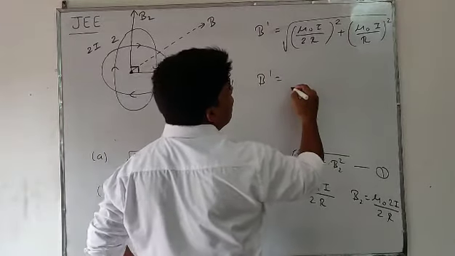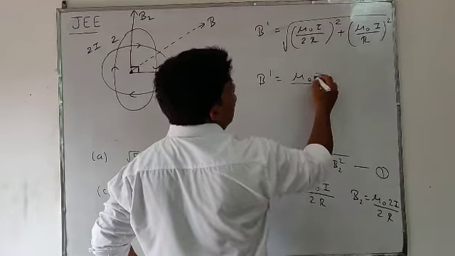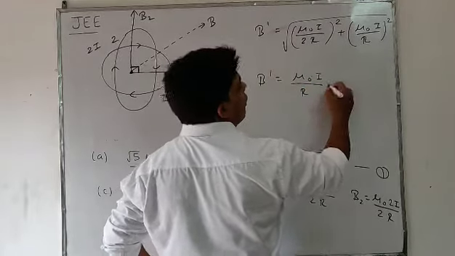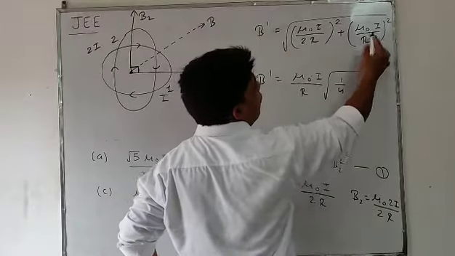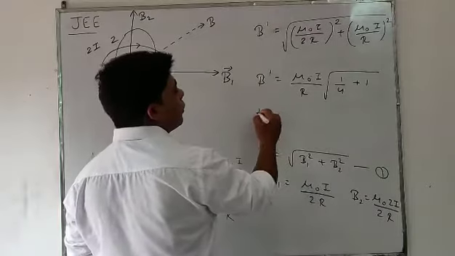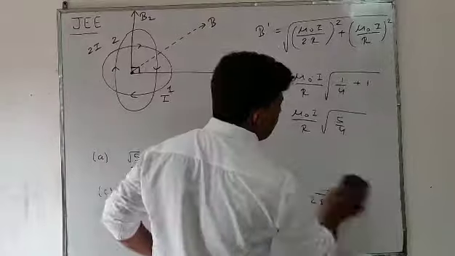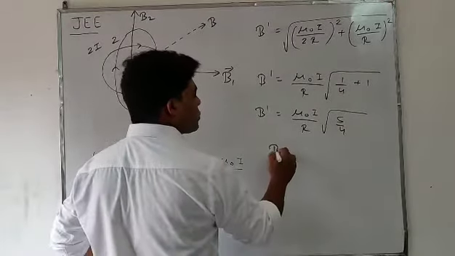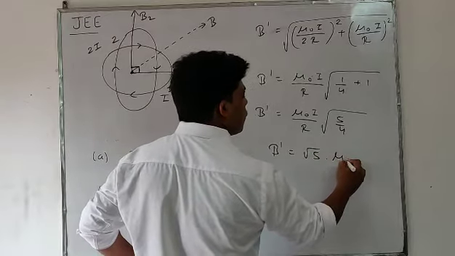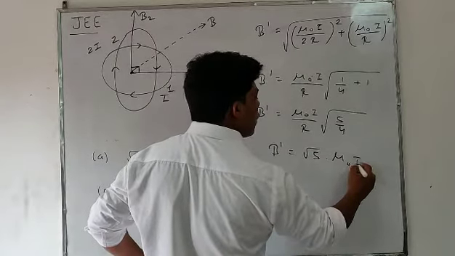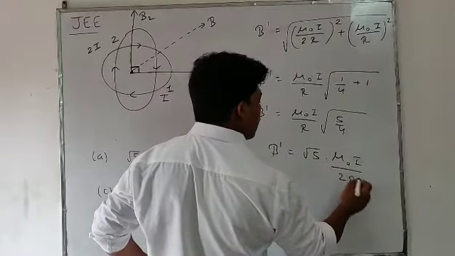What is common in that? Mu naught I upon R is common, and what remains is mu naught I upon R outside: 1 upon 2, 1 by 4, and that's 1. Okay, so B dash equals mu naught I upon R. B dash will equal root 5, that is mu naught I, the square root of 4 is 2, so it comes outside as 2R.